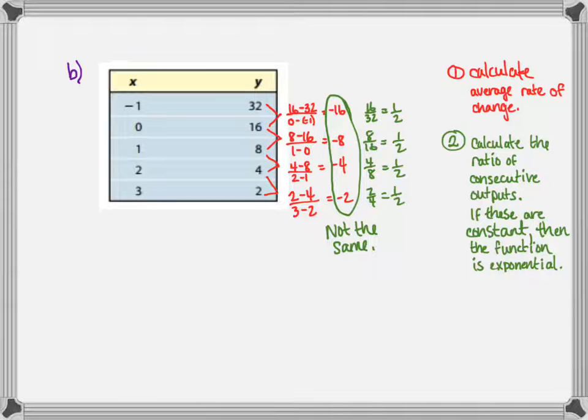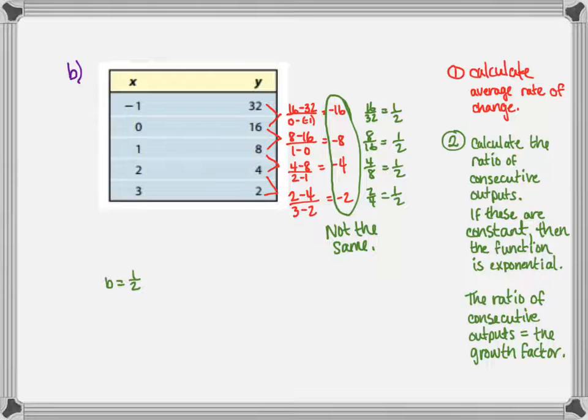If the ratio of the consecutive outputs are the same, then the function is exponential. So the ratio of consecutive outputs is the growth factor, which is my b. So b is 1/2. We have a row where x is 0, y is 16. So this is telling us that a is 16. That's our starting value. So y equals a times b to the x becomes y equals 16 times 1/2 to the x.